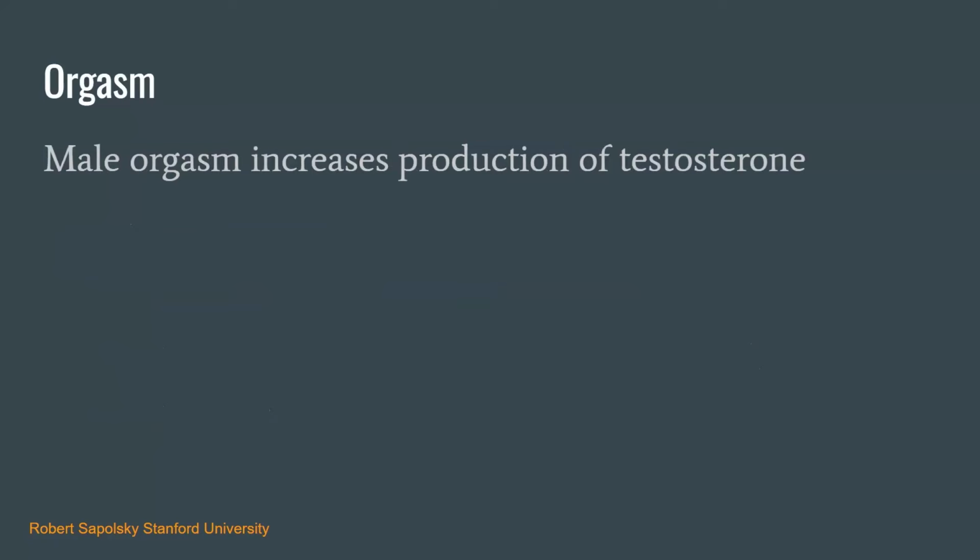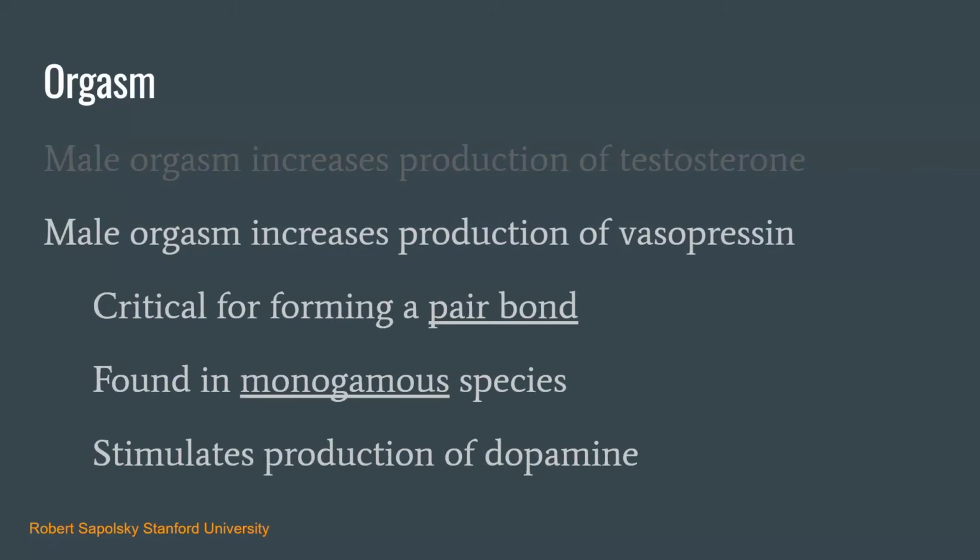A male orgasm also increases the production of testosterone over time. So if you're virile and have lots of testosterone, having sex makes you more virile. Male orgasm also increases production of another hormone called vasopressin. And in men, this is critical for forming a pair bond. In fact, it's the number of vasopressin receptors in the brain. When they're very high, that's typical only of monogamous species.